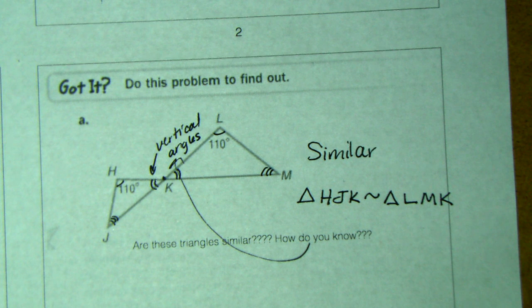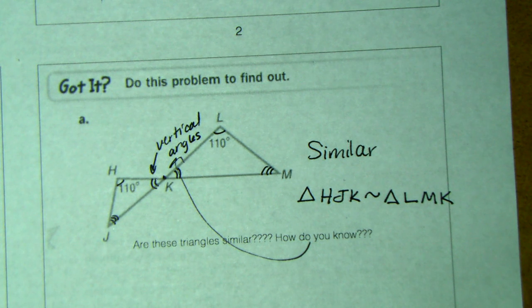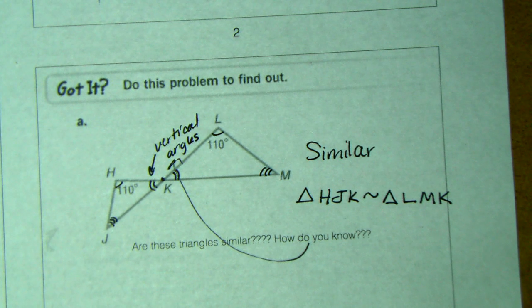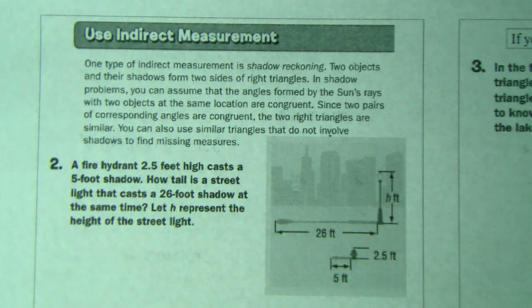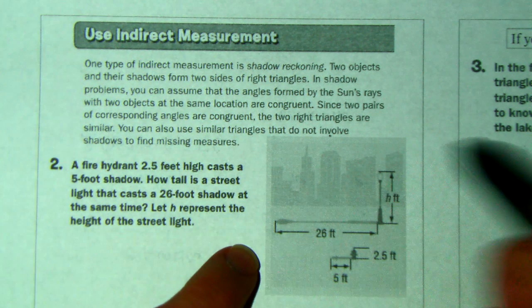All right, flip that baby over. Now we use the words indirect measurement. This is probably one of your vocabulary terms. Indirect measurement, one of the most famous is shadow reckoning, and that's what we talked about in that very first example with the pyramids, where we make two similar triangles. So right here with the city backdrop, we have a light pole and we have a tiny little fire hydrant. Do you guys see that?